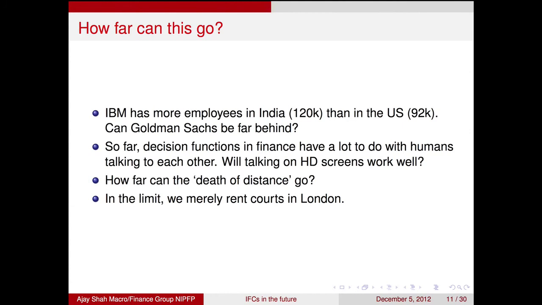We have seen the beginnings of this process in recent years, and I think a lot is going to unfold. So, as an example, we know that today IBM has more employees in India than it does in the United States. So, I think, can Goldman Sachs be far behind? Is it wise and efficient for Goldman Sachs to have more employees in India than it does in the United States? And probably we are coming to that kind of world as well.